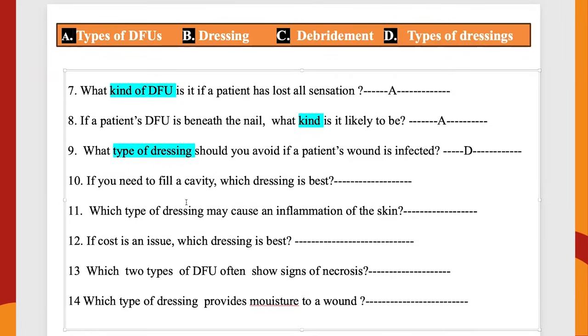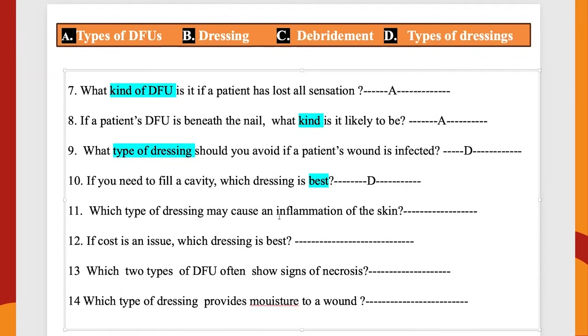Then, if you need to fill a cavity, which type of dressing is best? Best is the thing. Advantage, disadvantage. This is D. Whenever there is which is best, which is good, which is better, all that goes to advantage. Or choice, choosing, all those words will tell you advantage.